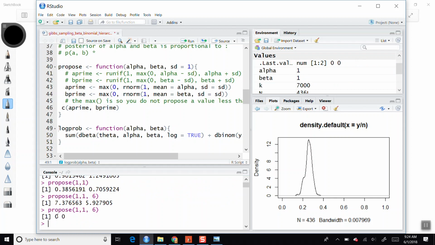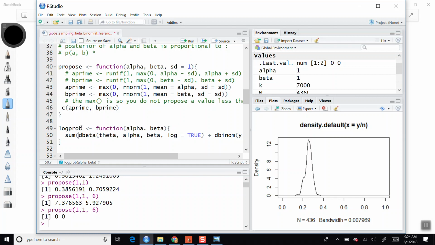And so it'll say, let's try out this value of alpha. Let's try out this value of beta. It might propose negative values, but we don't want negative values, so we're going to at least have a 0 in there, okay?